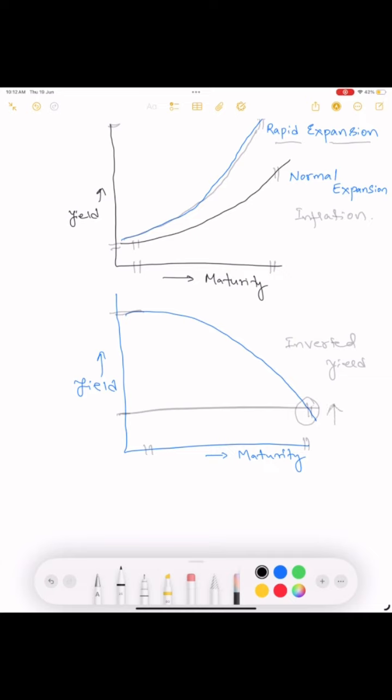In case of a flat curve, let us imagine there is a flat curve. This indicates an economic indecision where bonds of all maturities will generally have the same yield. So the yield curve comes in three forms: normal yield curve, inverted yield curve, and flat yield curve.